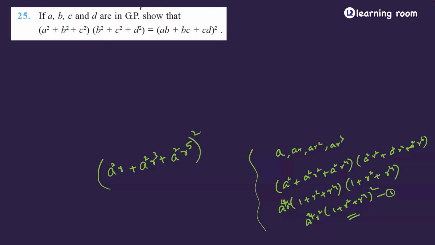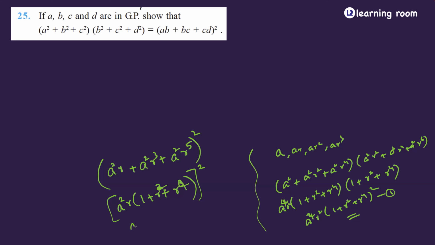The whole square. So take A square R common. You will have 1 plus R square, sorry, 1 plus R square plus R power 4, the whole square for this.